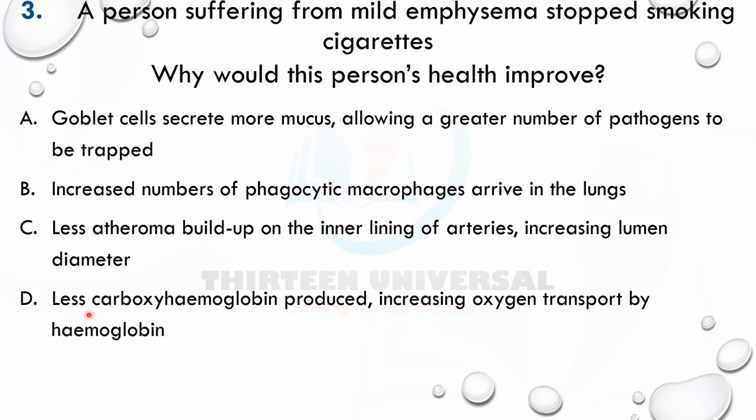But if you look at this, the instant one is this: less carboxyhemoglobin produced, increasing oxygen transport by hemoglobin. Remember that cigarette smoke contains carbon monoxide, which displaces oxygen. So if you stop smoking immediately, instantly less carboxyhemoglobin will be formed. Carboxyhemoglobin is produced when carbon monoxide combines with hemoglobin. So less of it will be formed. So the answer is D.